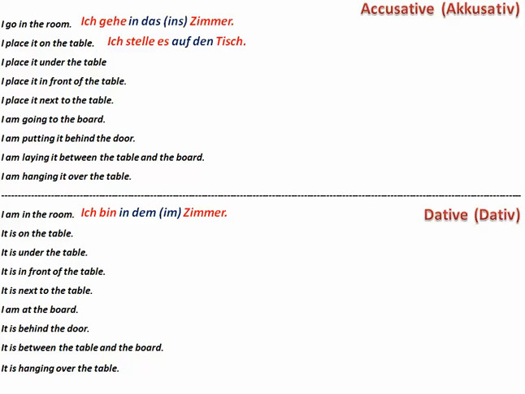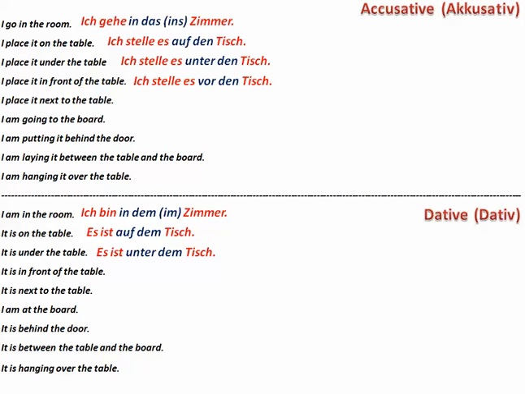Ich stelle es auf den Tisch. Es ist auf dem Tisch. And you'll see how the articles are changing here. Accusative, remember, der changed to den, die and das stay the same, but in the dative, der and das will change to dem, die to der, and you have the dative plural as well. Ich stelle es unter den Tisch. Es ist unter dem Tisch. Ich stelle es vor den Tisch. Es ist vor dem Tisch. Ich stelle es neben den Tisch. Es ist neben dem Tisch.